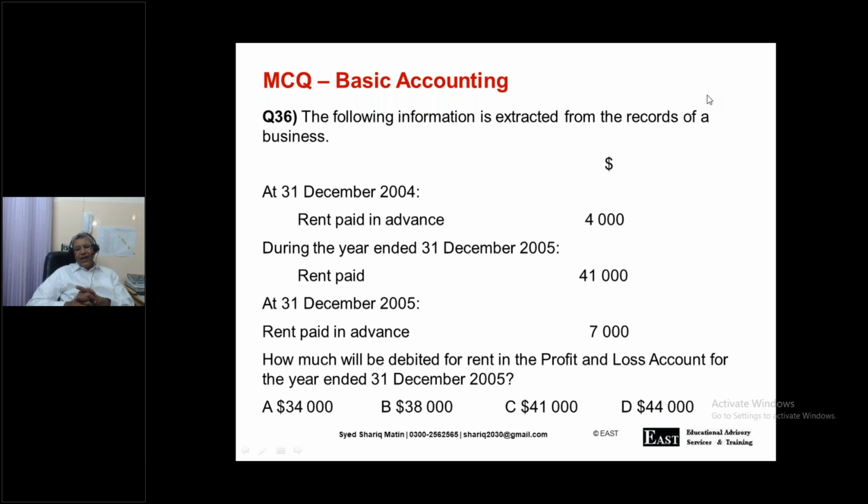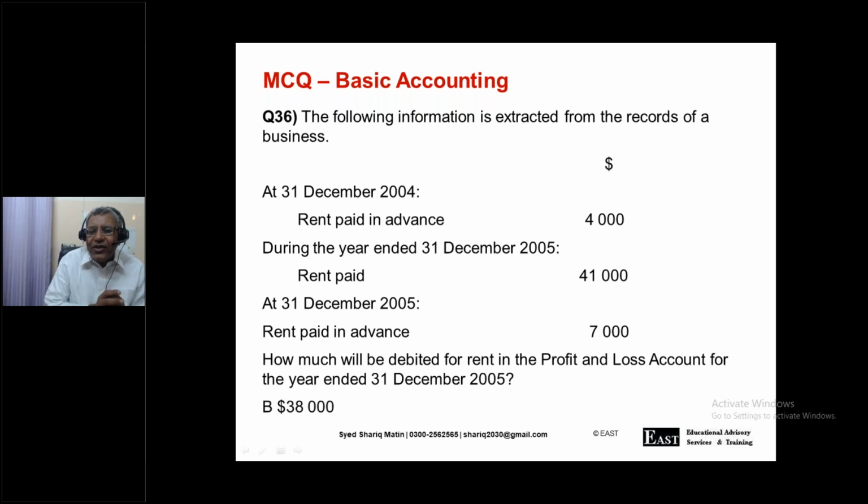Thank you very much. Okay, so I'm just repeating what Taha told us. 4,000 was the beginning balance, 41,000 we paid during the year. Total amount is 45,000. Out of this 45,000, 7,000 is still prepaid. So my opening prepaid was 4,000, my payment was 41,000, the total amount was 45,000. Out of this 45,000, 7,000 belongs to the next period. So 45,000 minus 7,000, 38,000 is my expense for the period.